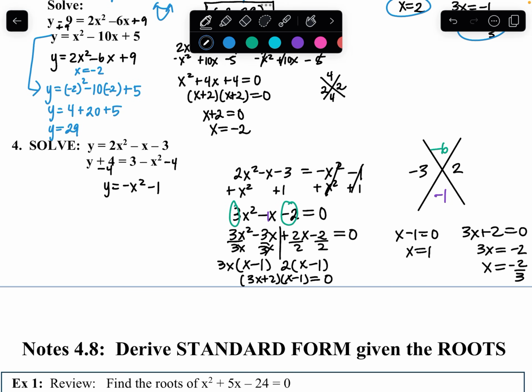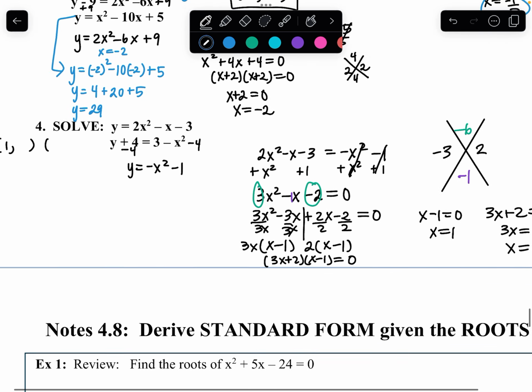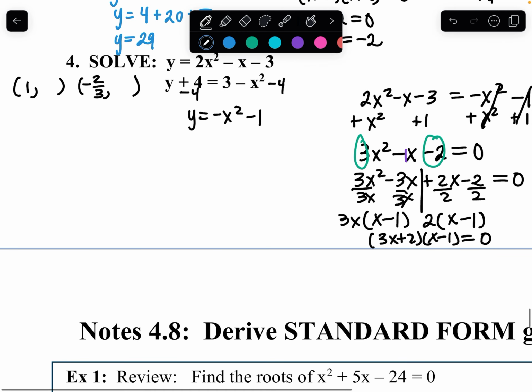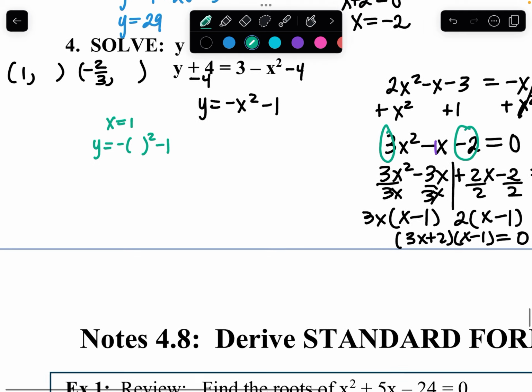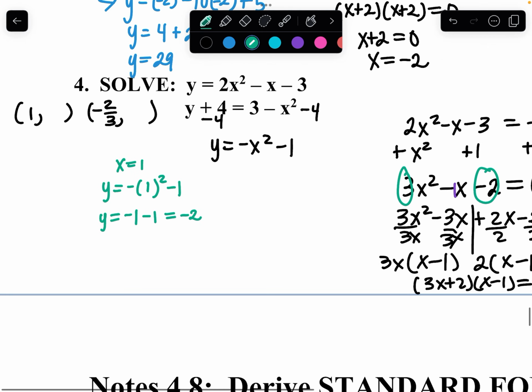And so for our solutions, we know one of them is going to have an x coordinate of 1. The other is going to have an x coordinate of negative 2/3. And so we just need to find the y value that goes with them. I'm going to use this equation here. And so for x equals 1, y equals negative x squared minus 1. Leave that negative outside the square. And so 1 would go here. 1 squared is 1, but we still have that negative. And then negative 1 minus 1 is negative 2. And so negative 2 would be one of my y coordinates.